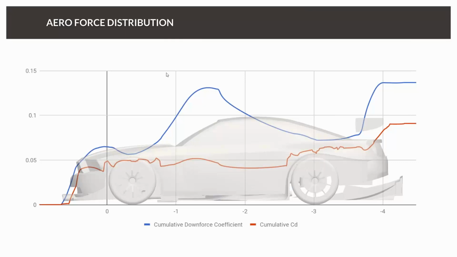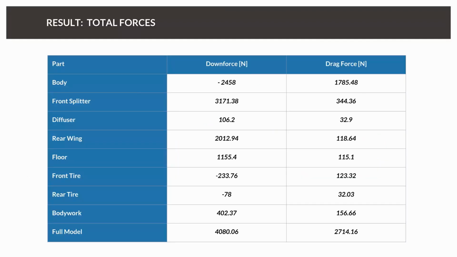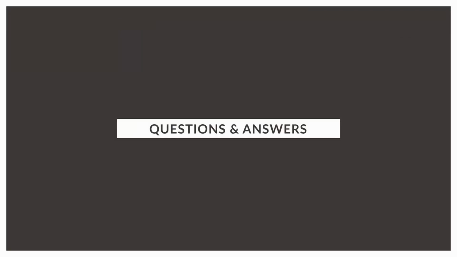And this kind of graph, for example, not only helps you to improve aerodynamics, but also helps you to understand the impact of the aerodynamics on vehicle dynamics and other things. And for sure, we can also calculate the center of pressure for our car, which is very important for vehicle dynamics, for example. And we can also calculate the total forces for different parts. Here you can see how much downforce and drag is created by different parts like body, front splitter, diffuser, and so on. All right, that's everything from my side.